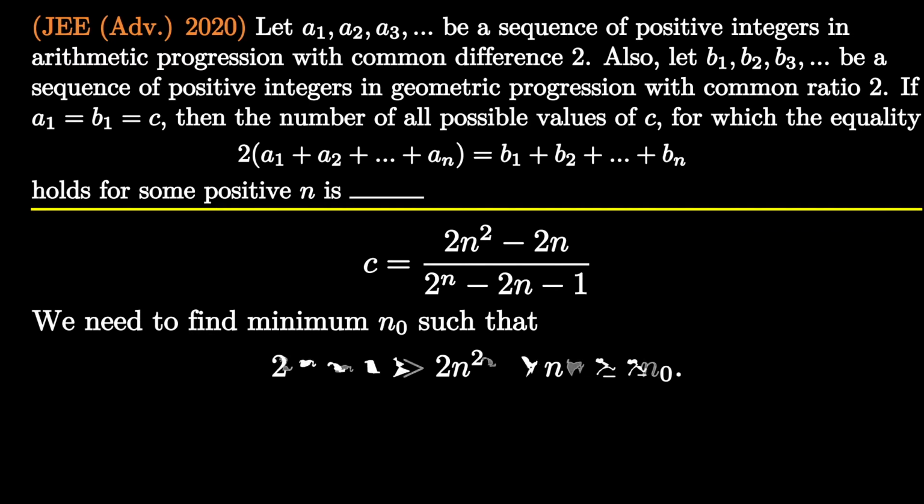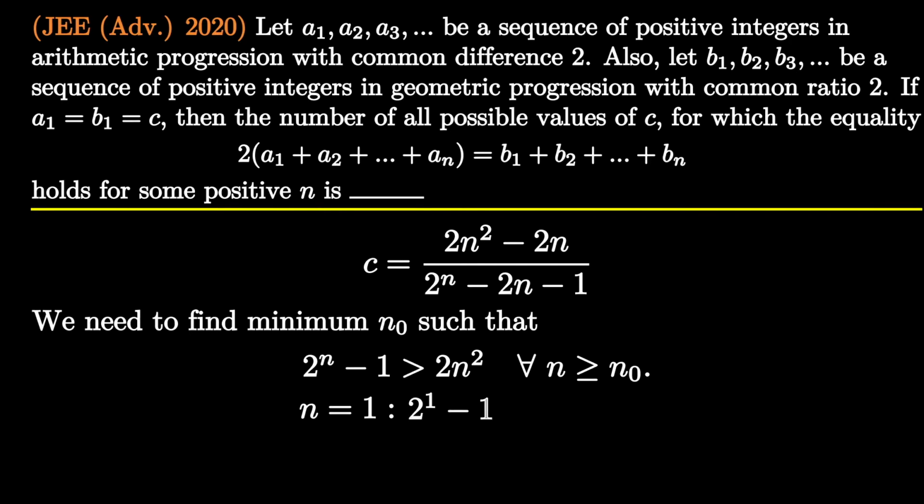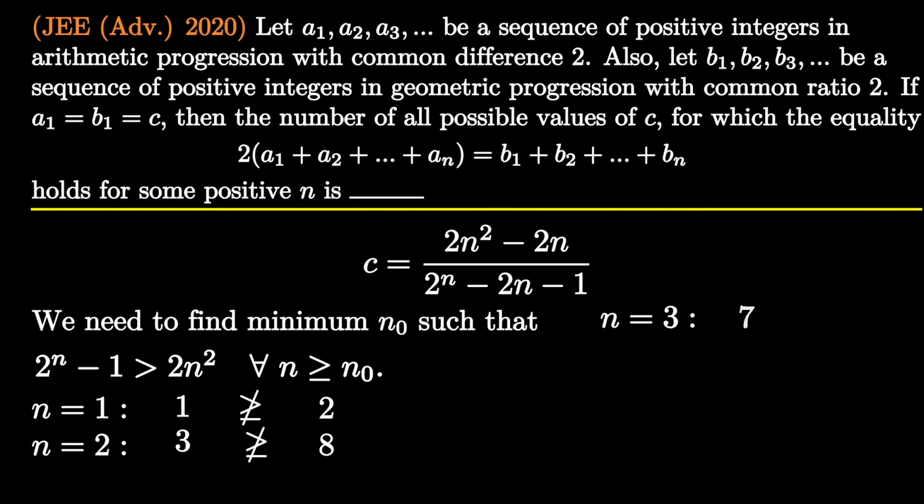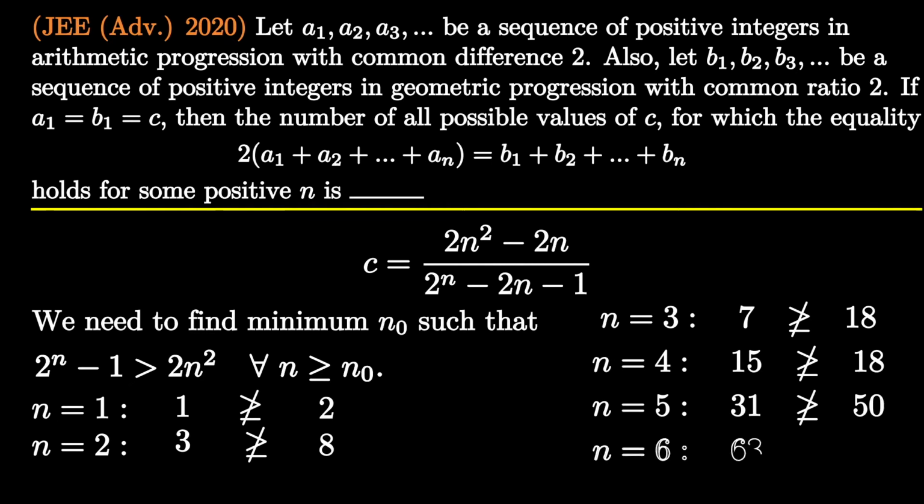It means we have to solve this inequality. As we expect that for some initial values of n, this inequality would not hold. We manually try the values of n starting from 1. We notice that for n equals 1, 2, 3, 4, 5 and 6, the inequality does not hold. After that, as we expected, the denominator is turning out to be greater than the numerator.